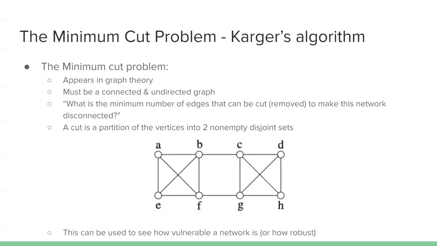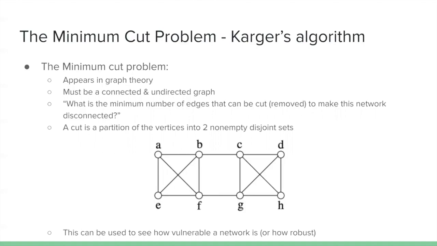The minimum cut problem appears in graph theory. It is when you're observing a graph that is both connected and undirected. Connected meaning there exists a path from any point in the graph to any other point in the graph. And undirected meaning we're not looking at a directed graph with incoming and outgoing edges for specific nodes. The question this problem aims to answer is, what is the minimum number of edges that can be cut or removed from this graph or network to make this network disconnected?